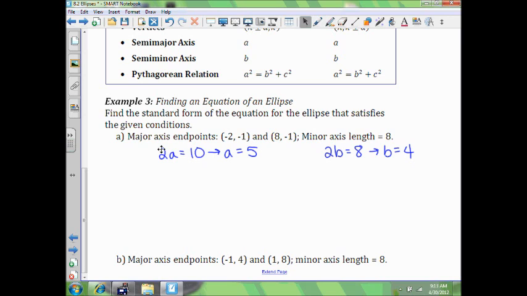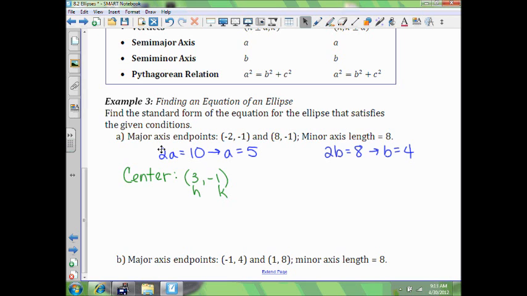Now, your center will be the midpoint of the major axis. Well, the center, halfway between -2 and 8: -2 plus 8 is 6. Divide that by 2, you get 3. So there's your center. So now we found h, we found k, we have a, we have b.